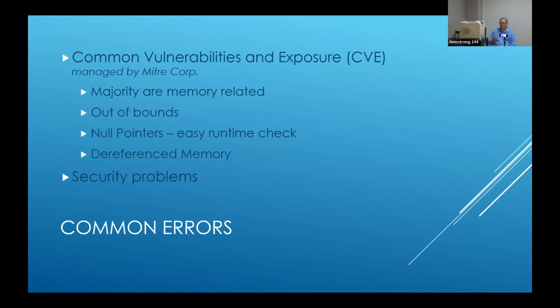And it turns out that MITRE Corporation has been tracking these things, and in cooperation with quite a number of people. The CVEs are essentially notifications of particular kinds of errors, oftentimes in very specific applications. But there are a lot of general problems out there, and the majority of them are memory related. In particular, things like out of bounds checking, going past your array bounds, using null pointers or pointers to data that has already been deallocated.